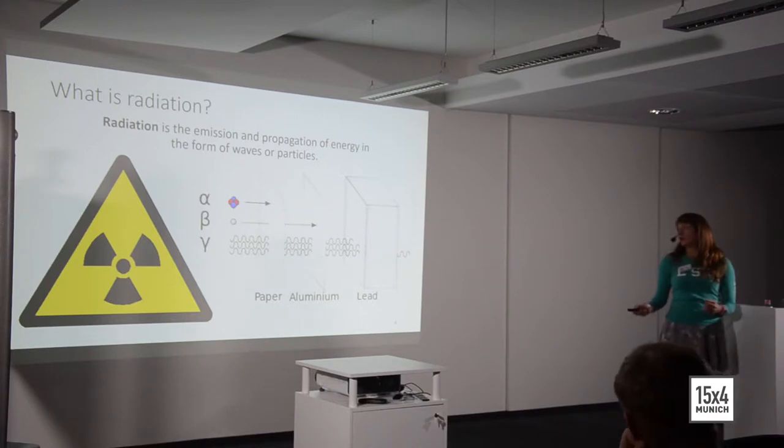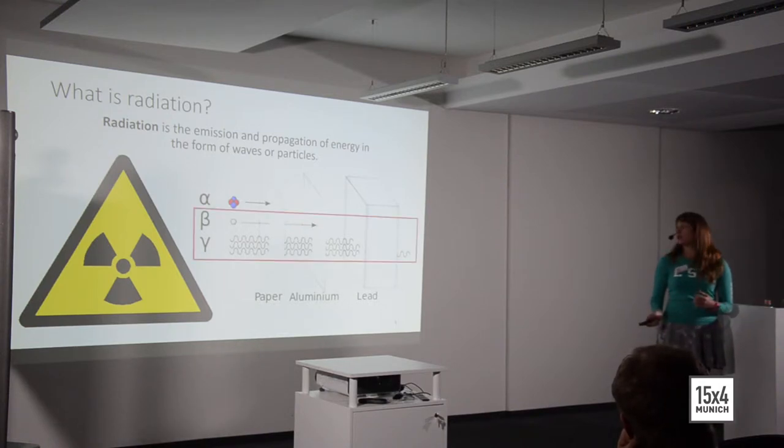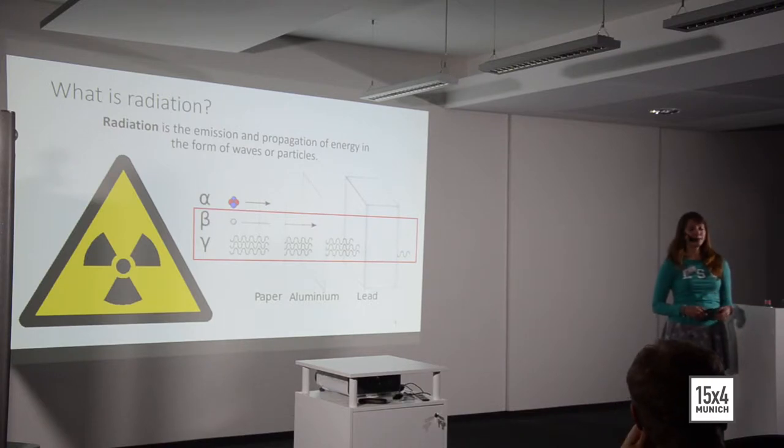And finally, we have gamma rays, and these are waves instead of particles. And these are extremely penetrating. So gammas are able to get through our skin, travel deep into our body, and even travel all the way through our body. So betas and gammas are what we typically use in radiotherapy to treat cancer.